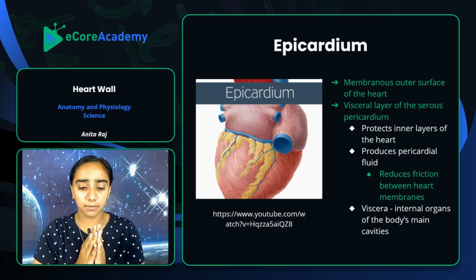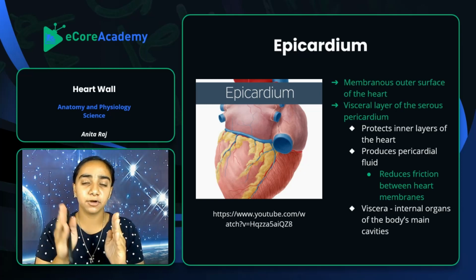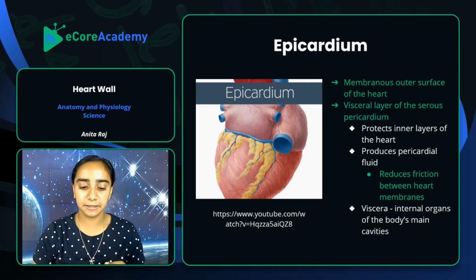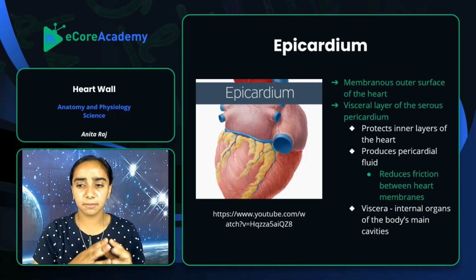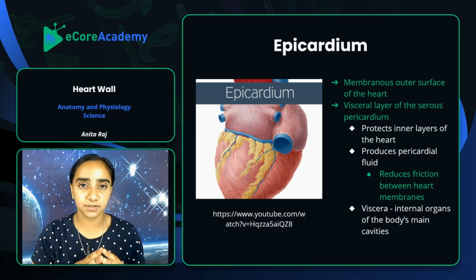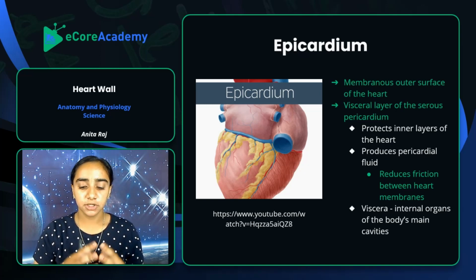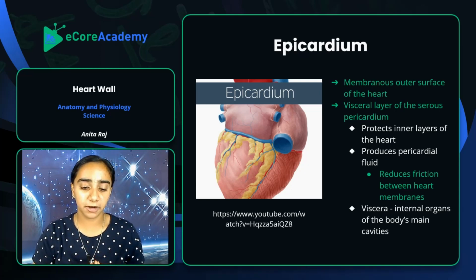And if you don't remember, the pericardium is the outermost part of the heart, and it consists of a fibrous layer and a serous membrane. The epicardium would be closer to the serous membrane. Remember, fibrous means dense connective tissue, and it protects the heart. If you see here for epicardium, I've written it protects inner layers of the heart. The whole purpose of the pericardium and epicardium as these sacs is to protect the inner layers of the heart and the heart muscle. So that's pretty much what the fibrous layer of the pericardium does.